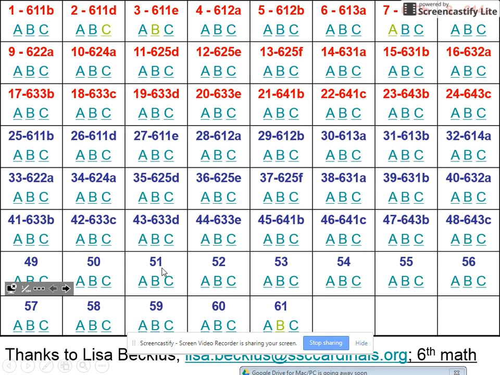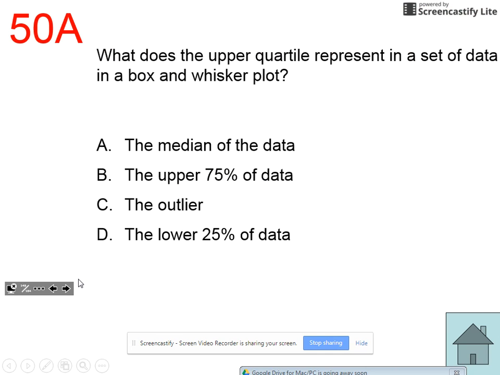All right, number 50A. What does the upper quartile represent in a set of data in a box and whisker plot? A, the median of the data. B, the upper 75% of data. C, the outlier. Or D, the lower 25% of data. Go ahead and pause the video now.